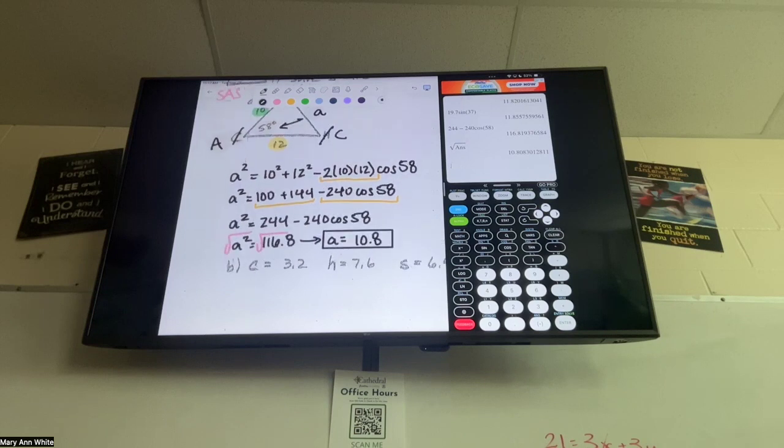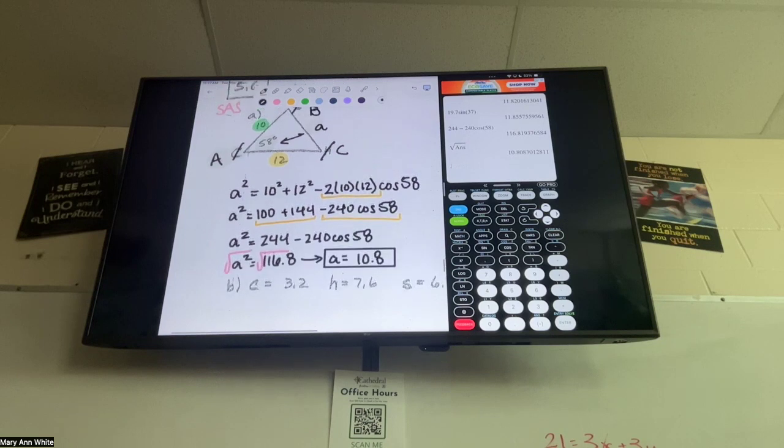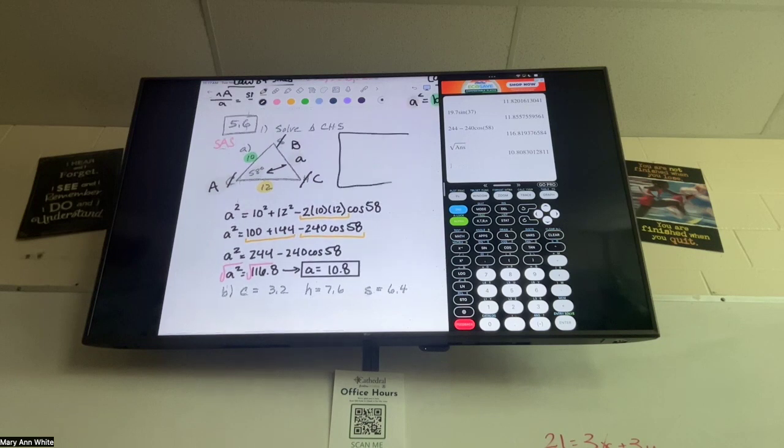Okay, so that little side over here is 10.8, and actually, let's make a little chart like we did yesterday or the other day. It was just yesterday for us, wasn't it? I do kind of like this chart. I think it does help us keep everything organized. If you hate it, don't use it. But it does say solve CHS, so we have to find all of my sides, okay?